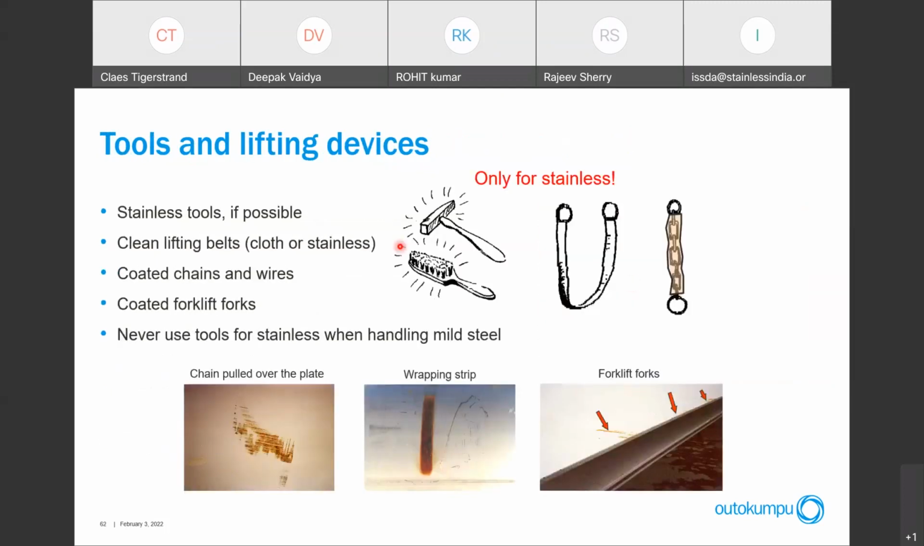Use stainless steel tools if possible. Use clean lifting devices. Use coated chains and wires. Use coated forklift forks, and never use carbon steel tools when handling stainless steel. These are traces from when you have used carbon steel that will come onto the stainless steel, and it looks like it has corroded, but it's actually contamination there.